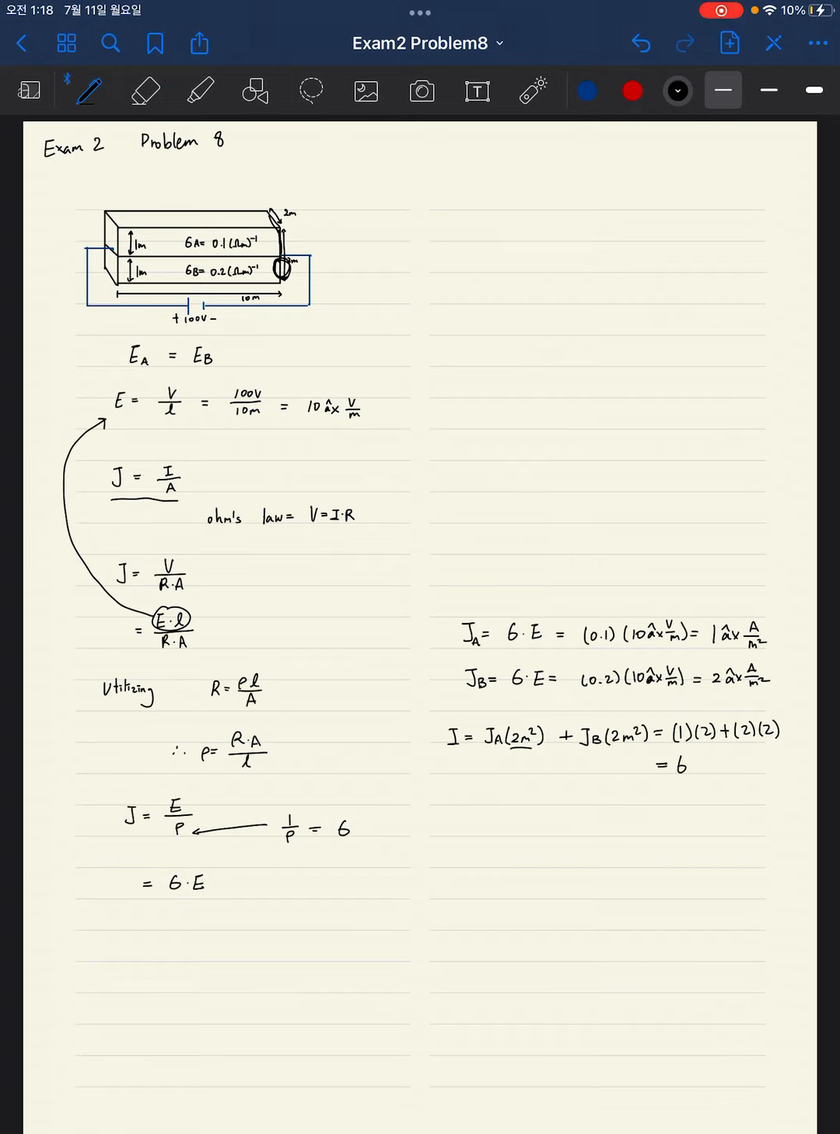Now we can simply get the resistance by using Ohm's law. Using Ohm's law, resistance is equal to V over I. And V is given in the problem, which is 100 volts, divided by the 6 amps that we got. This is equal to 16.7 ohms.